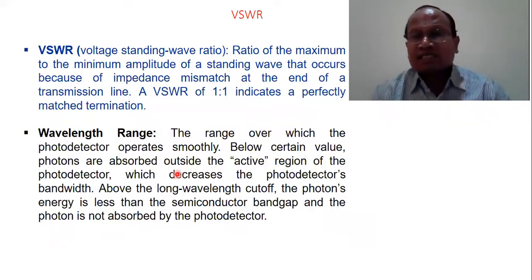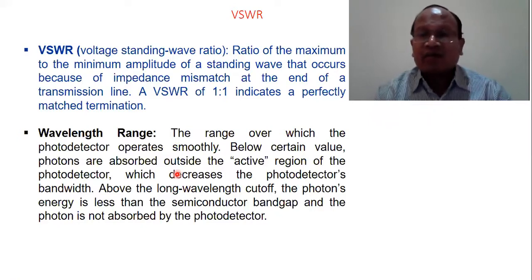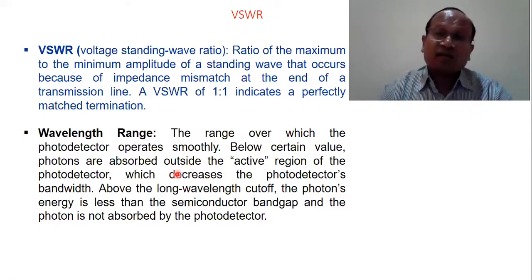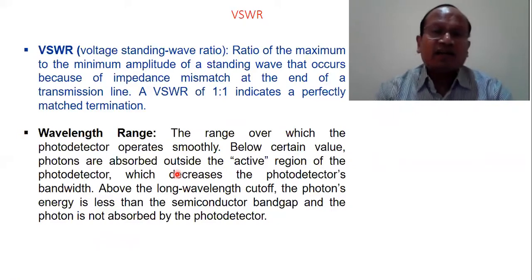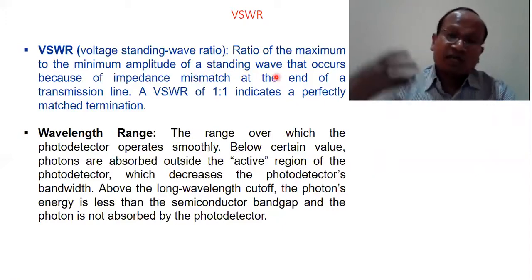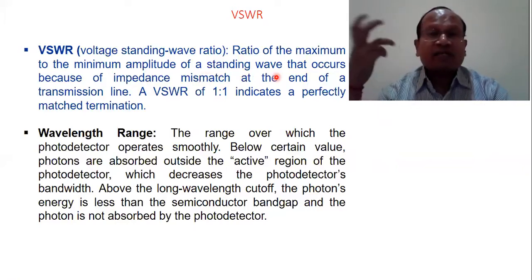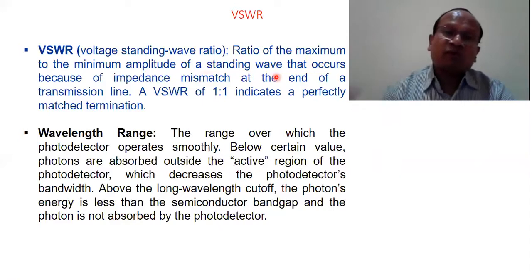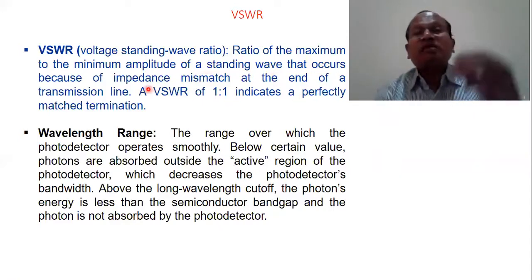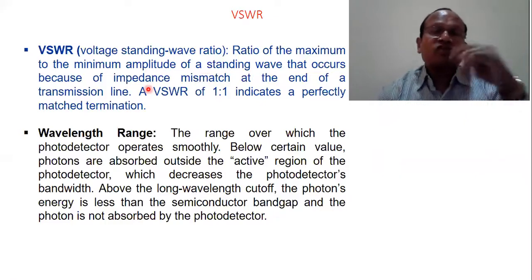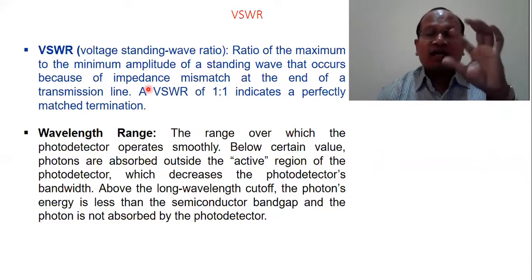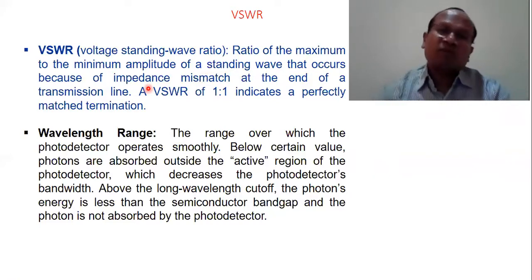Next one is VSWR, voltage standing wave ratio. This is a very important term in all transmission lines, whenever a signal is transmitted. It is defined as the ratio of maximum to minimum amplitude of a standing wave. In a subsequent lecture, we'll understand what the standing wave is. It occurs because of impedance mismatch at the end of the transmission line. Whenever there is a mismatch, a standing wave occurs, and the ratio of maximum to minimum is termed VSWR.